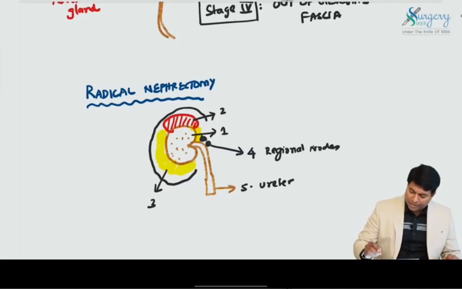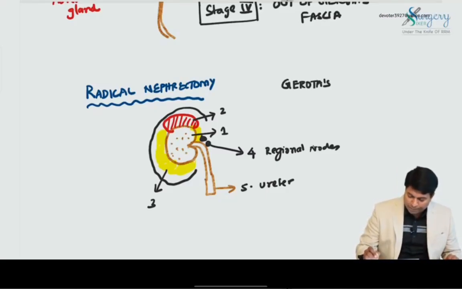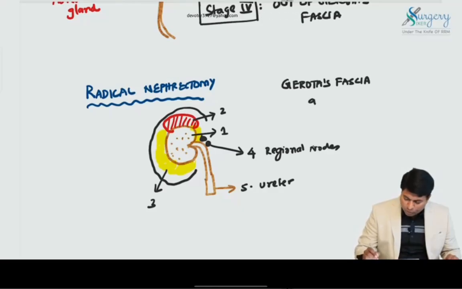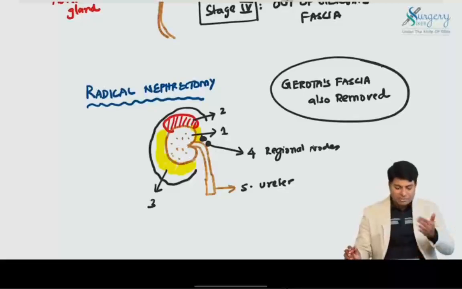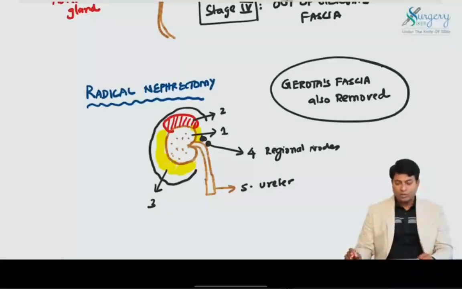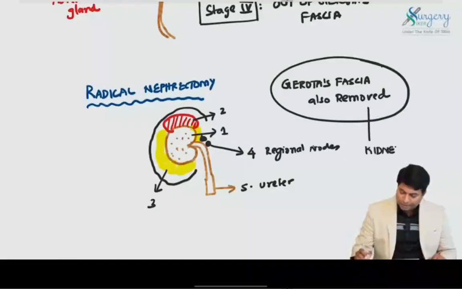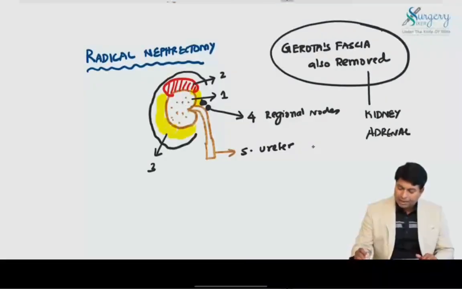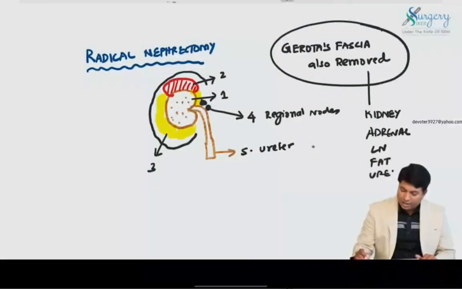Will you remove Gerota's fascia? That is the question I want you to know. Gerota's fascia is also removed in radical nephrectomy. We don't remove Gerota's fascia in partial nephrectomy, which I am going to tell next. So in radical nephrectomy, Gerota's fascia, kidney, adrenal, lymph nodes, fat, and ureter, all these are removed.